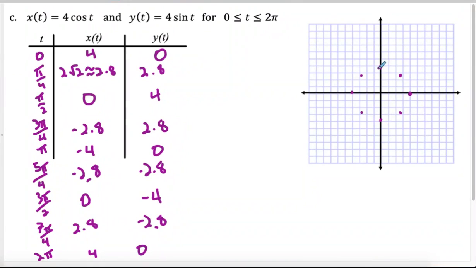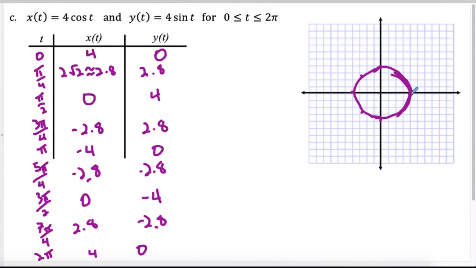Okay, so plotting all of these points should get me something that looks like this. And if I connect all of those, we should see that this is just a circle with a radius of 4. All right, so x of t equals 4 cosine of t, and y of t equals 4 sine of t is just a circle with a radius of 4. Now we do want to specify direction, right?